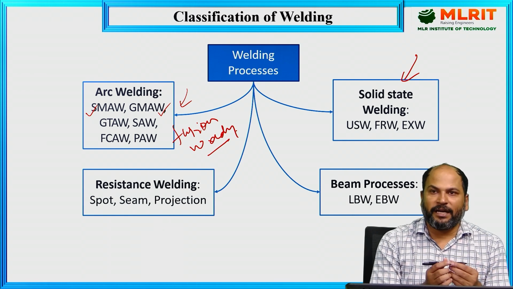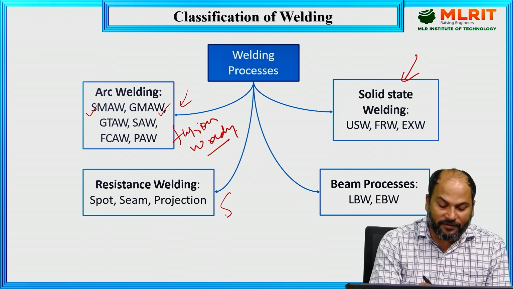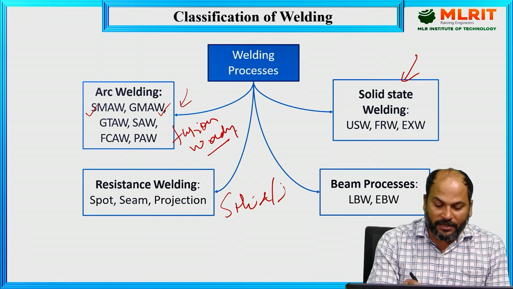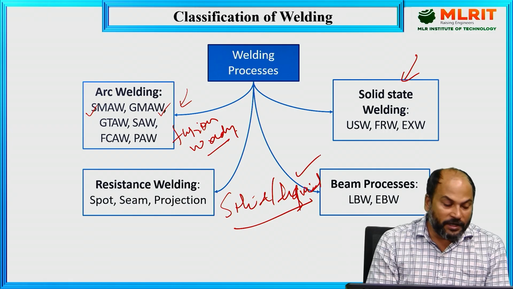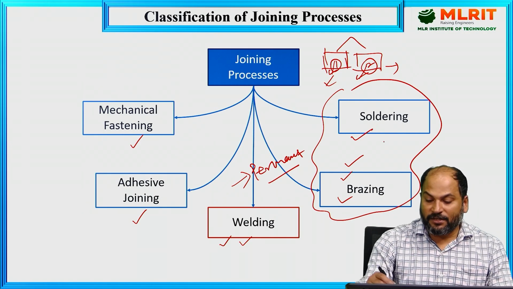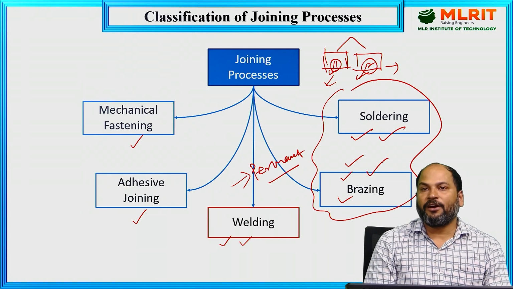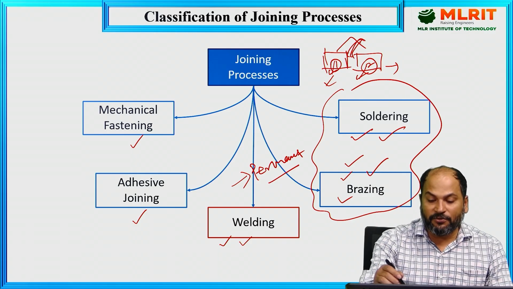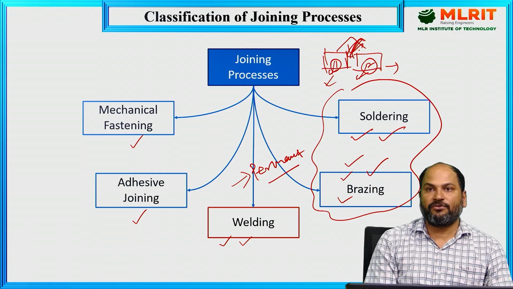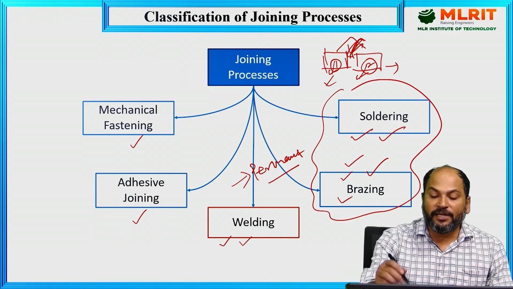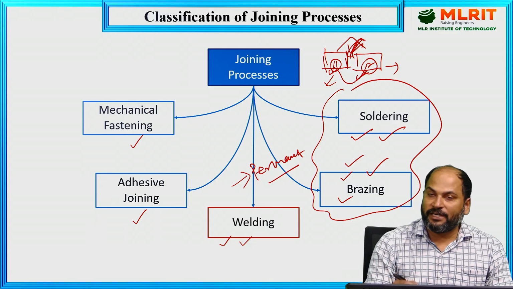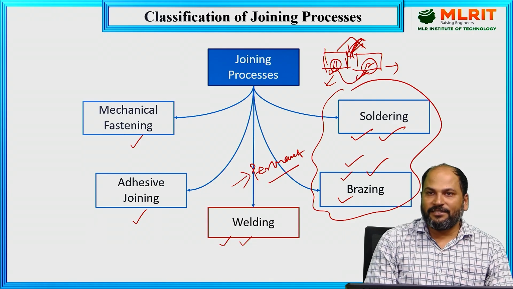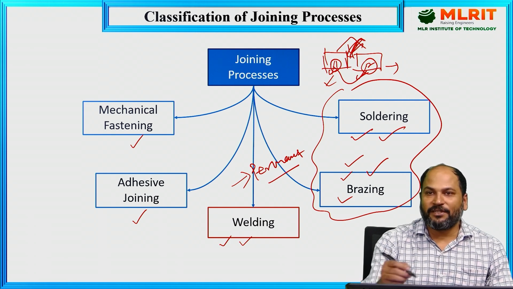The third category is known as solid liquid state. We discussed soldering and brazing, and these will come under this category. Why? Because the filler material that we use to join these two parts, which are not soluble with each other, will be in liquid state, but the two base materials will remain in solid state. That is the reason the third classification, solid liquid, is given for these two processes.